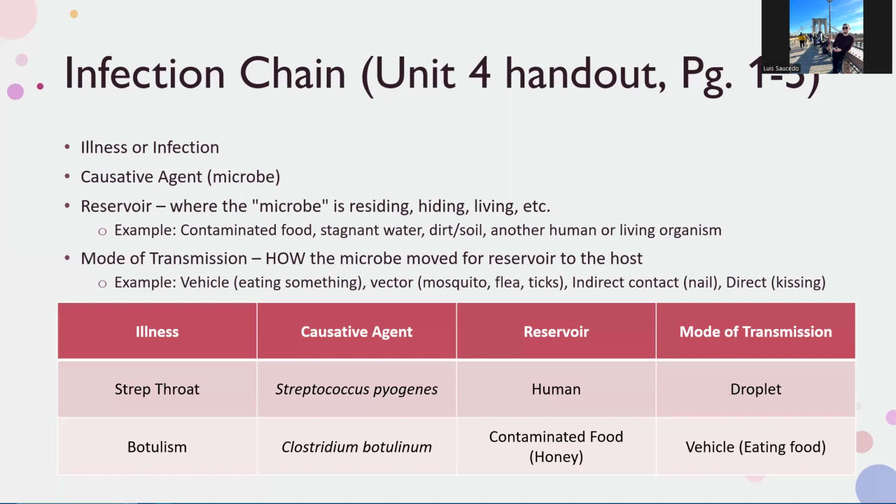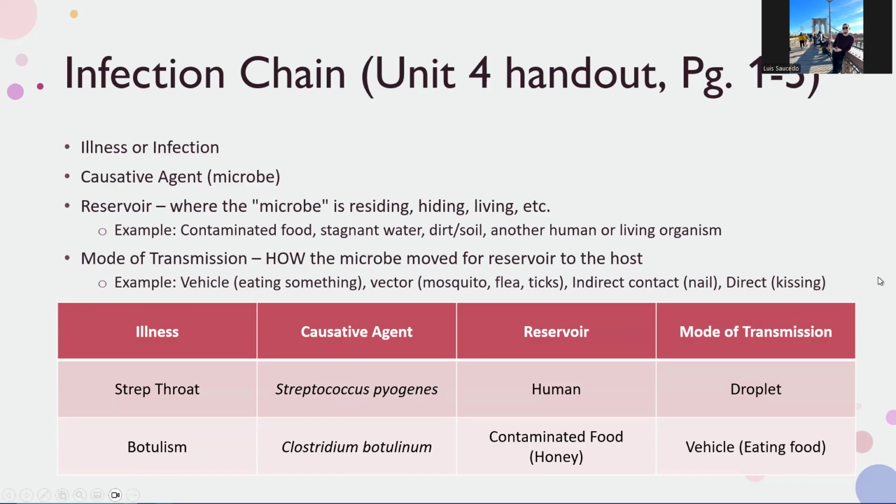Some examples of that: a vehicle transmission, that is food primarily. Vector transmission, that's mosquitoes, fleas, ticks. Indirect contact is a non-living thing that was touched that got the microbe to jump from that non-living thing to the host. And then direct contact is typically living organism to living organism for the most part. An example like that is kissing or coughing next to a person, being around someone, that kind of thing.